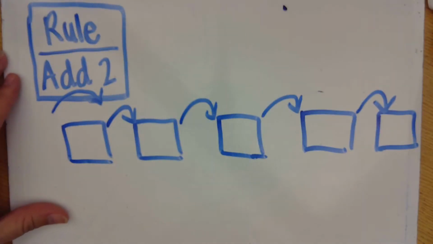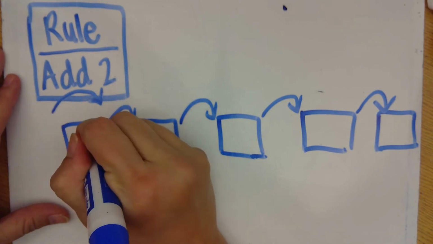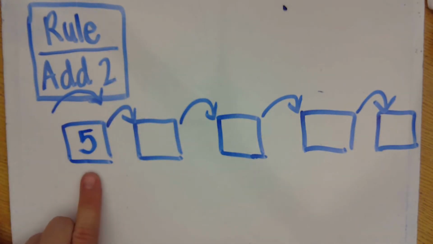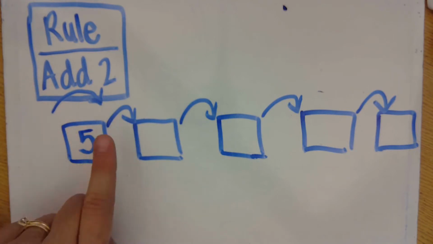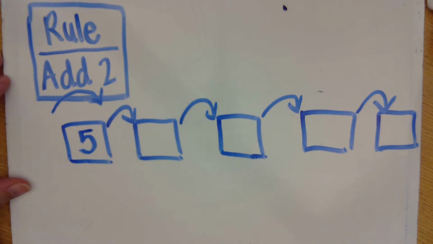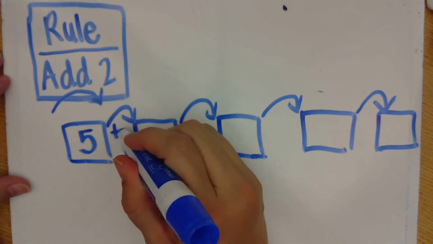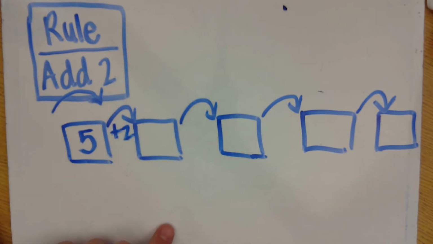I'd like to show you an example of how we use a diagram called frames and arrows. I'm going to start this diagram with the number 5 in the first frame. So in the first frame, I have the number 5. My rule is I must add 2 every time I see an arrow pointing to the next frame. So 5 plus 2 would be what? Yep, you got it, 7.